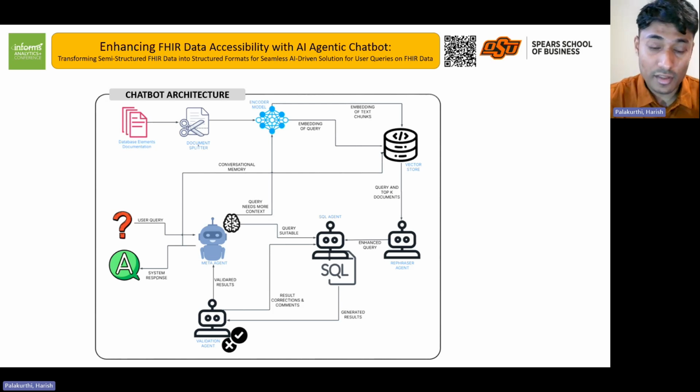Once the results are available with the SQL agent, it will send that question along with the SQL results to a validation agent, which will check: this is the given question and these are the results, so are they in sync? If not, it will write corrections and comments on those results and send that back to the SQL agent. Then the SQL agent will go through those comments and rewrite the SQL query to get new results, and then send the new results to the validation agent. Once the validation agent is satisfied with the question and the results, it will send it to the meta agent, and then the meta agent will send those results to the user.